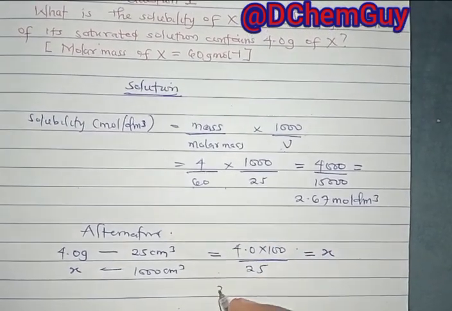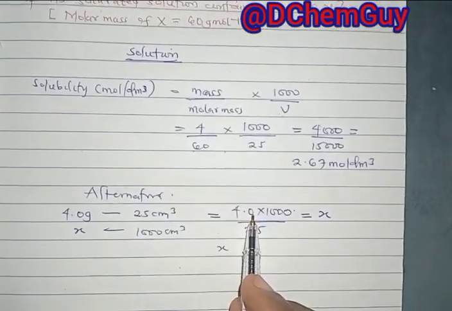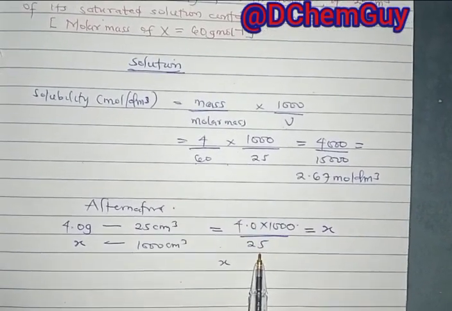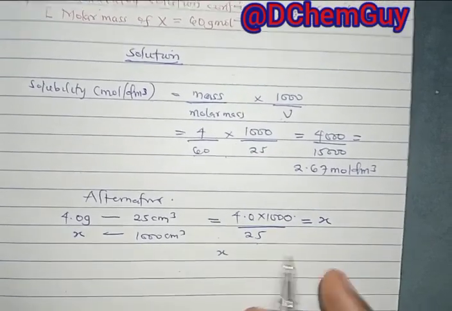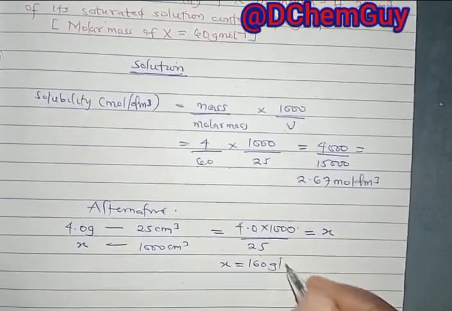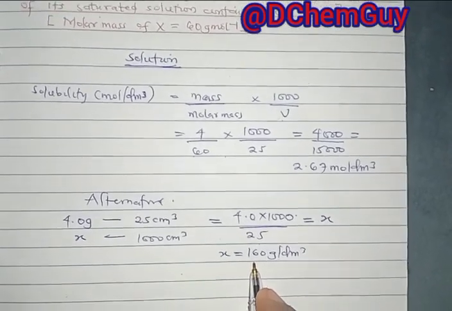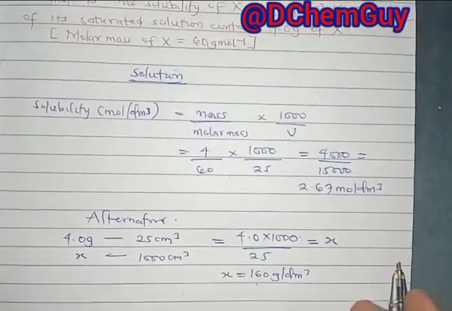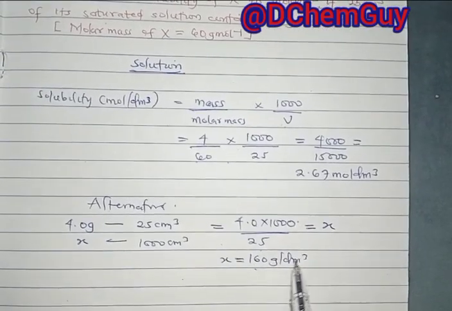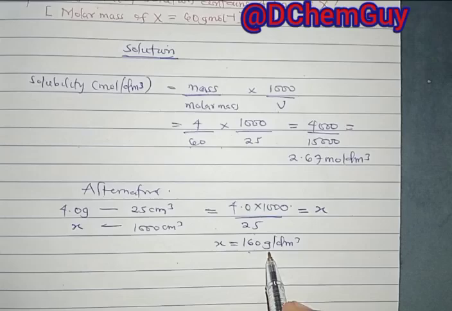So if you do this calculation, that's 4000, sorry, that will be 4000 divided by 25. That's going to give you 160 gram. That's 160 gram per dm cube. Now this one is in gram per dm cube, not mole per dm cube. So you can now convert this to mole per dm cube.